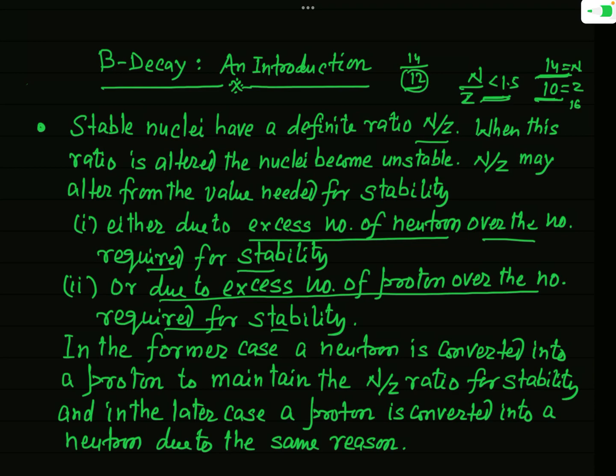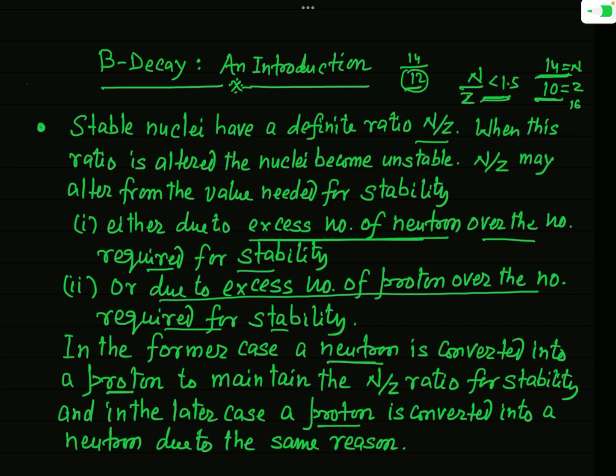So if the cause of instability is excess number of neutrons, such a nucleus tends to convert a neutron into a proton. When a neutron is converted into a proton, in the first place the number of neutrons will decrease, and on the other hand the number of protons will increase, and so the ratio N over Z will be such that the nucleus will become stable. But if the cause of the instability is excess number of protons, then such a nucleus will convert a proton into a neutron.